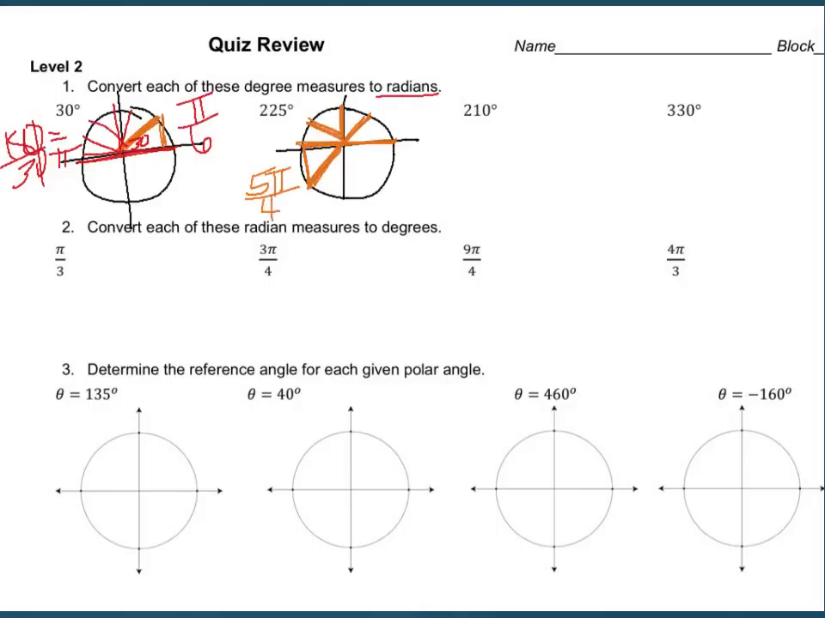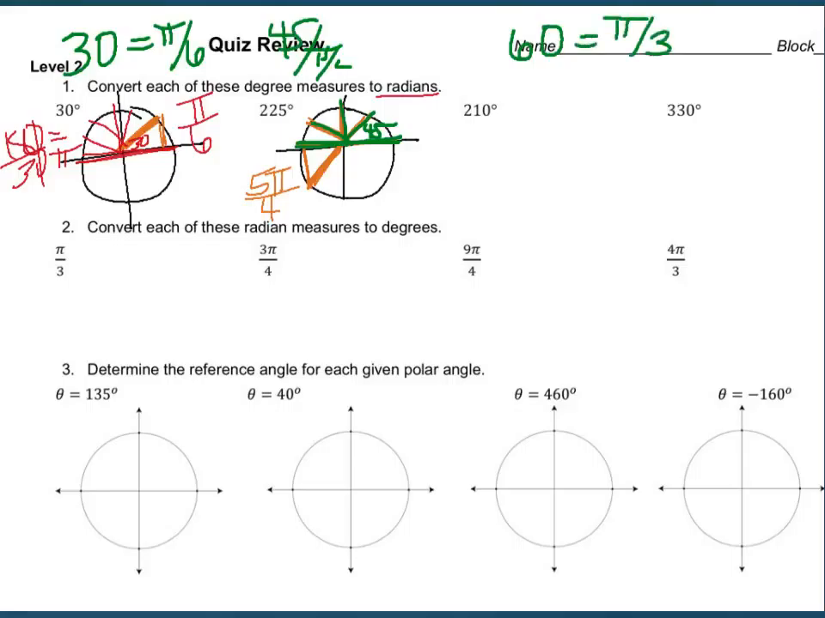And I got the 4 because I know that a 45-degree angle is the entire pi divided by 4. So a 30-degree angle is pi over 6, a 45-degree angle is pi over 4, and a 60-degree angle is pi over 3. Keeping that same strategy, you could do that.